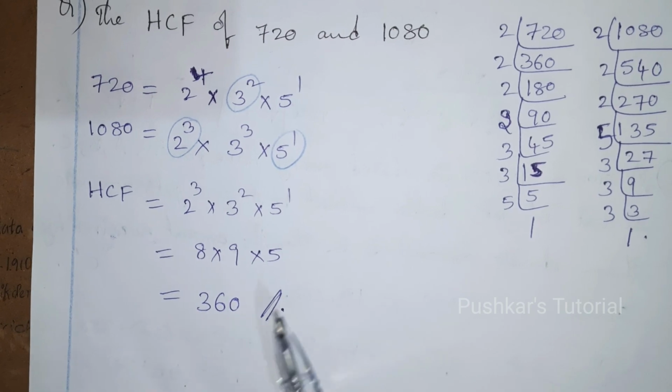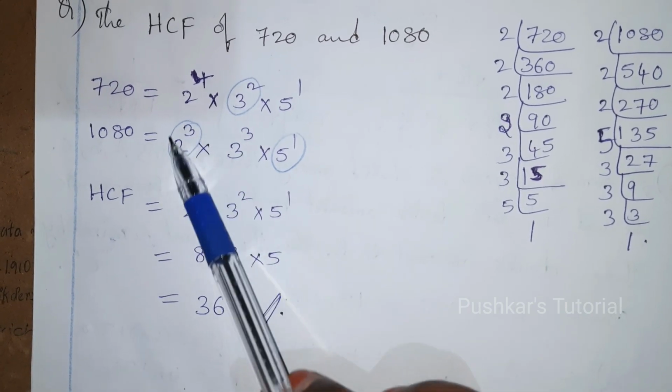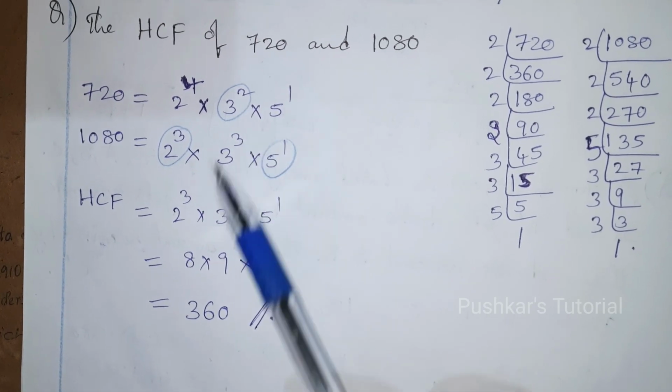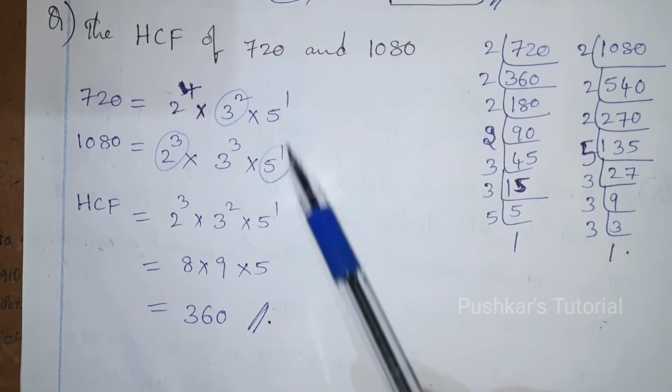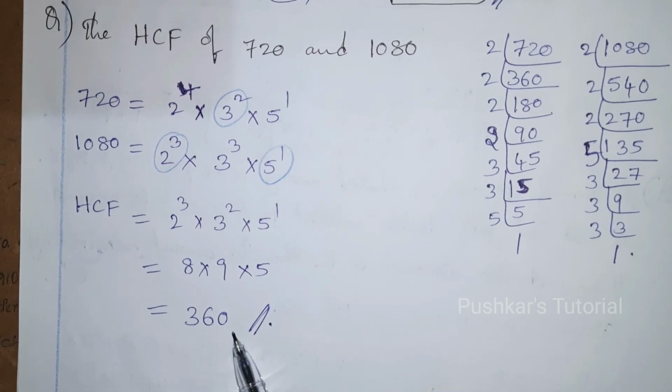So HCF means highest common factor. So among 2 power 4, 2 power 3, we have to take 2 power 3. Among 3 square and 3 cube we have to take 3 square. 5 power 1, 5 power 1, both are the same now. 5 power 1 is enough. So the result is 360.